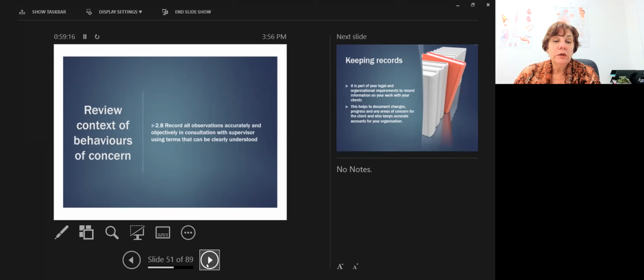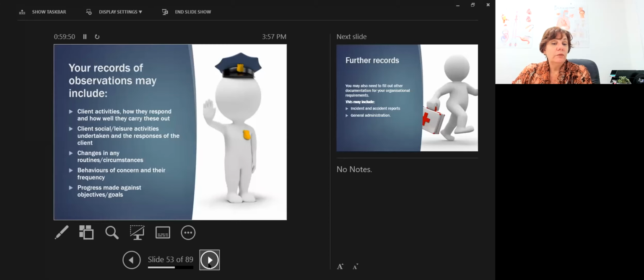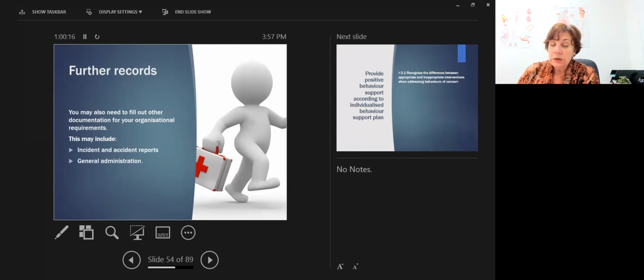Record all observations with objectivity, and in consultation with the supervisor, using terms that can be clearly understood. Keep records as part of our legal and organizational requirements to report the information. As I said, always report. This helps if there are changes to progress and any areas of concern for the client, so that we can keep accurate records and accounts in our organization's records. Our records of observation may include client activities, how they respond and how these are carried out. Social activities, how they are undertaken, the client's response to that, any changes in routines or circumstances, any behaviors of concern and the frequency of these, and the progress that we've made with their goals and objectives.